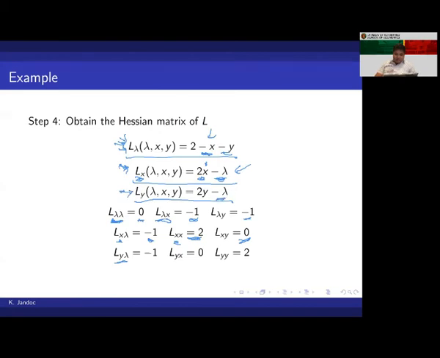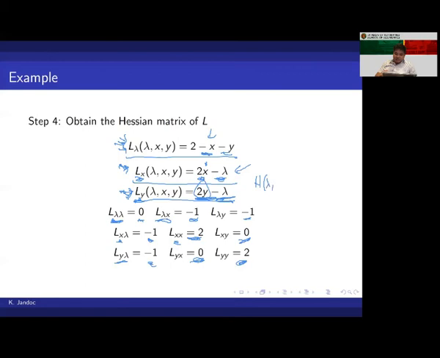Lambda appears here, so it's -1. Lyx is the derivative of Ly with respect to x. X doesn't appear anywhere, so it's equal to 0. And then Lyy is the derivative of Ly with respect to y, which is equal to 2 because of this expression over here.